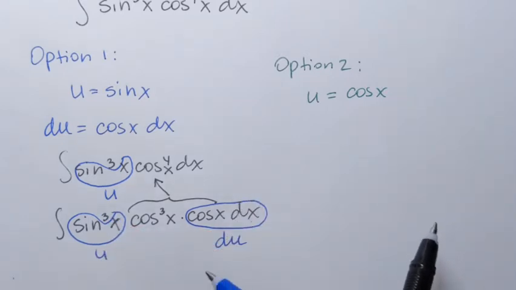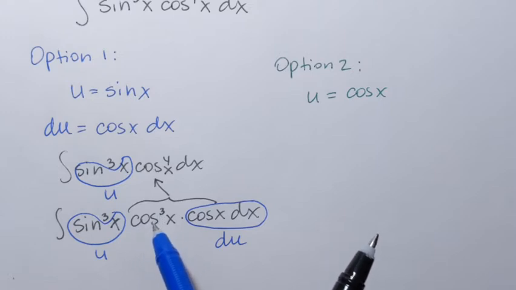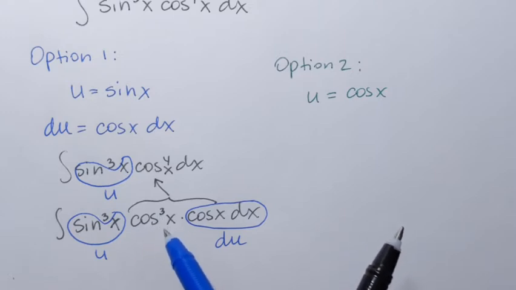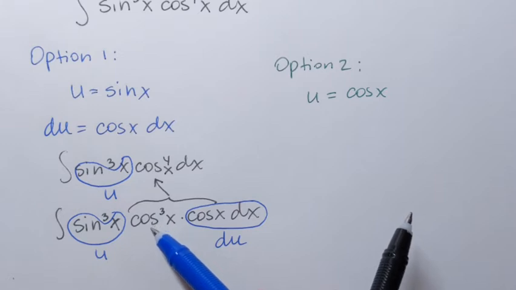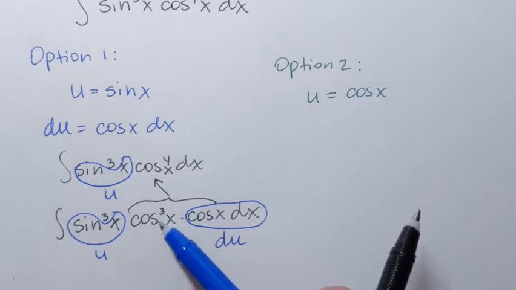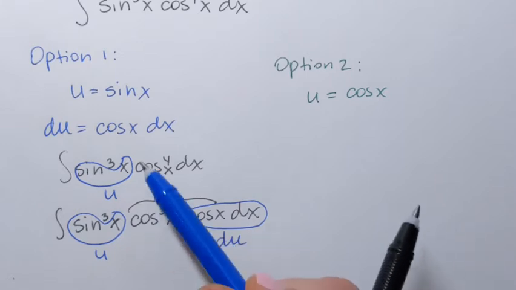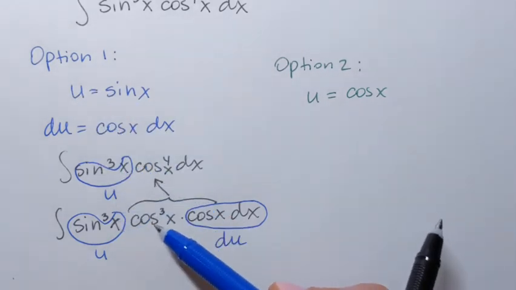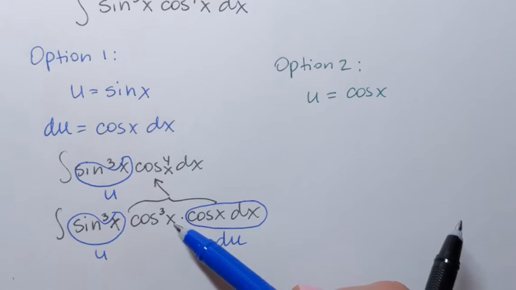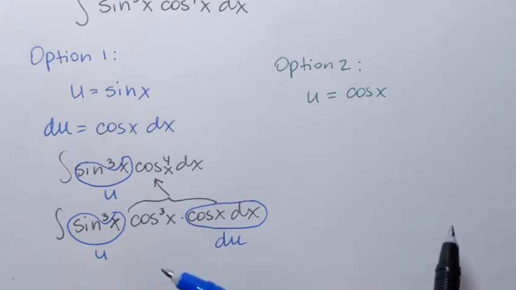Well, I'm not done here, right? Because I still have cosine cubed of x, and that also has to be replaced with something in terms of u. Now, what can I do here? Well, if I could rewrite cosine in terms of sine, that would be helpful, because then I would introduce u from here. But can I rewrite cosine to the third power of x in terms of sine?